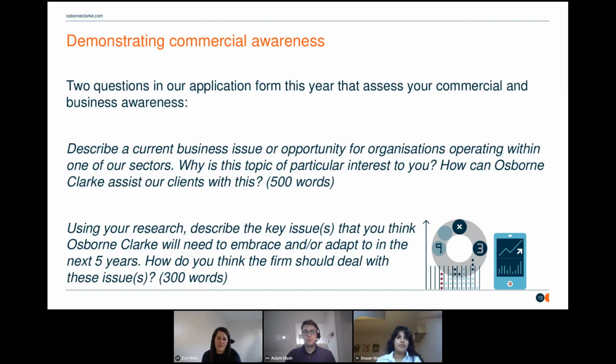The other kinds of questions that we have within our application form are focused around commercial awareness. If anyone's logged into the form this year, our 2021-22 cycle, these are the questions that we're asking candidates to think about and put forward their views on. As you can see, the key emphasis is on the here and now. What's going on in the business world? What does the firm need to do to embrace what's happening? What do we need to adapt to? What do clients need to adapt to? How do we need to change to move our business forward?